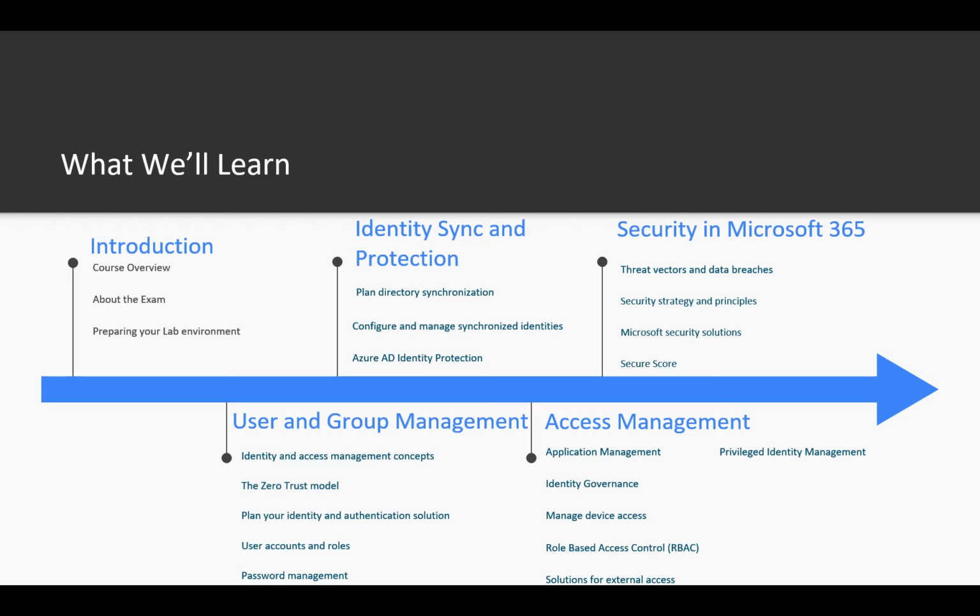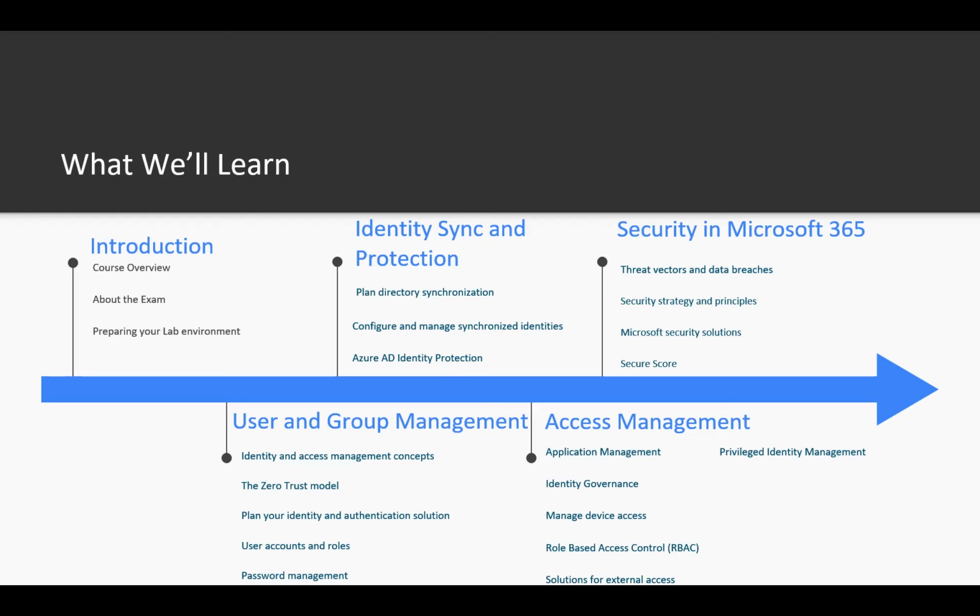Now, as I was saying, we'll get to section 1 where we'll discuss about user and group management, identity and access management concepts, the zero trust model, about planning identity and authentication, about user accounts and roles and password management. Then on section 2, we're going to discuss about identity sync and protection, and specifically planning directory synchronization, configuring and managing synchronized identities, and Azure AD identity protection. Then about access management, and as you can see here, we'll talk about and demonstrate things like application management, identity governance, RBAC, that is role-based access control, solution for external access, and privileged identity management.